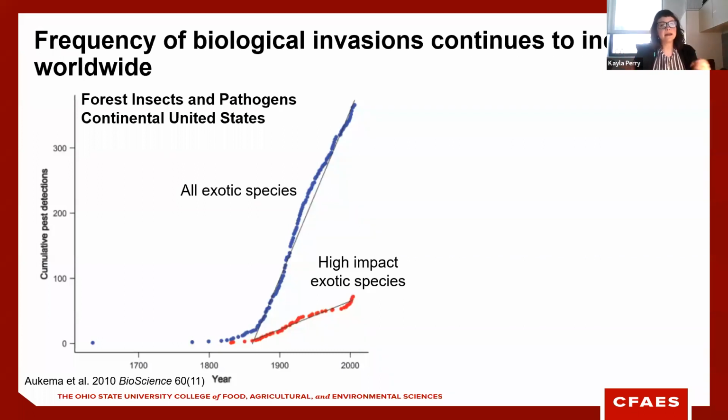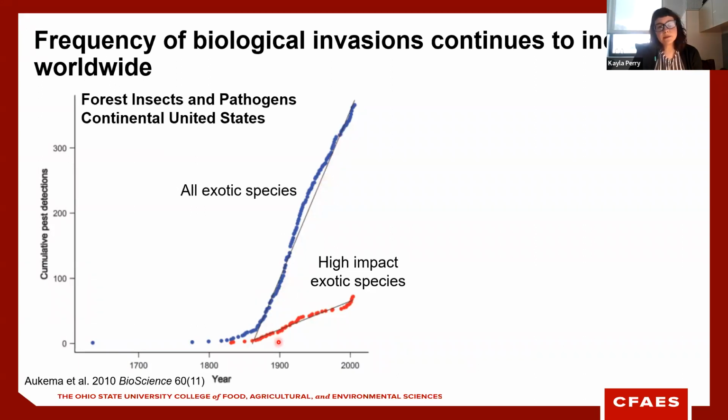So if we want to take a step back and think about biological invasions more broadly, we can see that the frequency of biological invasions has increased over time. So this figure here is looking at cumulative pest detections here on the y-axis over time. So you can see this is several hundreds of years that we have been experiencing invasions within North America. And so this figure is particularly looking at forest insects and pathogens in the continental United States. And here in blue, we can see those cumulative pest detections over time for all exotic species. And we can see this has really increased in the mid-1800s.